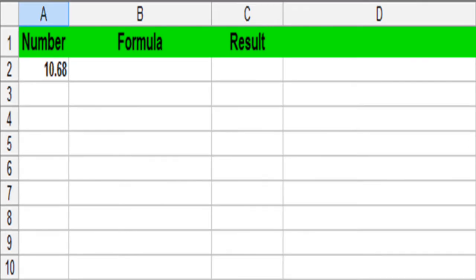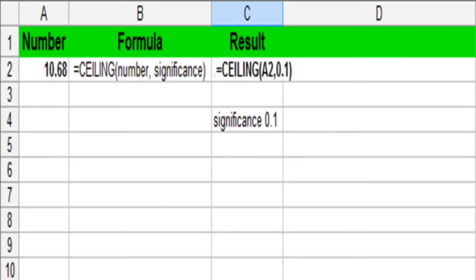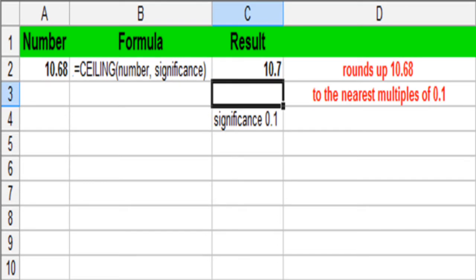Number 10.68. Significance 0.1. Formula: equals CEILING(A2, 0.1). Press enter. Rounds up 10.68 to the nearest multiple of 0.1. Result 10.7.